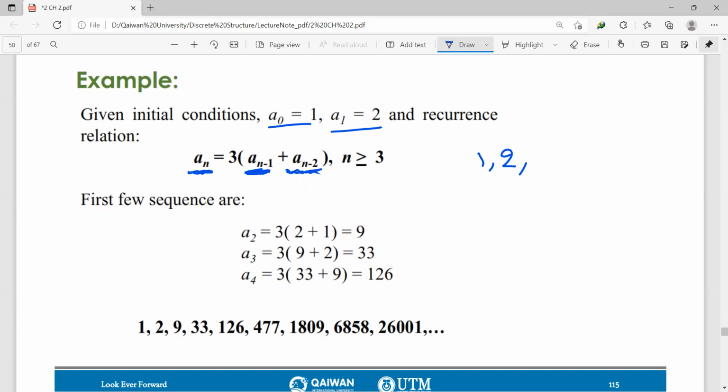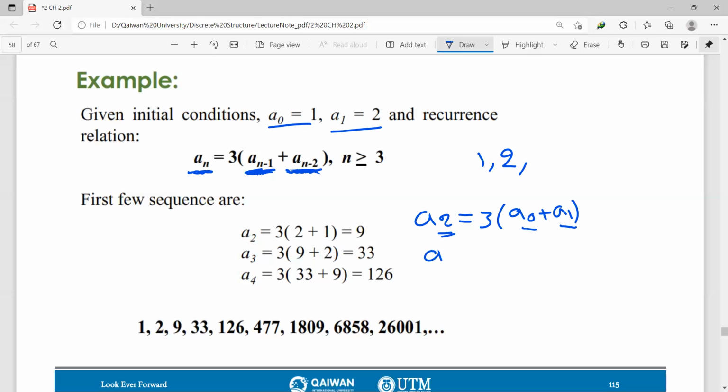How about the third term? The third term depends on these 2 terms. How? It's 3 times the sum of these 2 terms. That means A2 equals 3 times A0 plus A1. Look, A2 depends on A0 and A1.